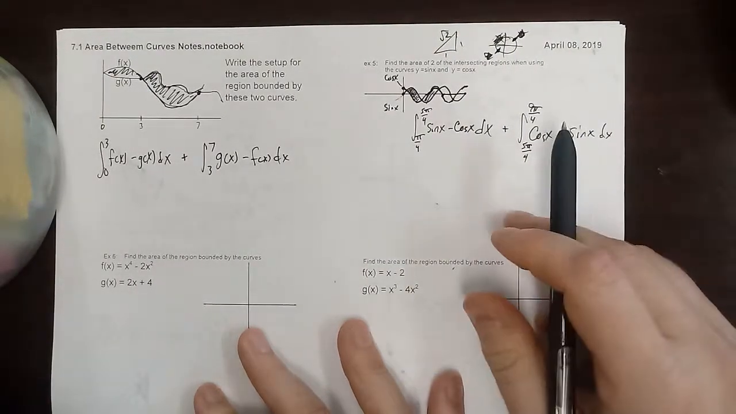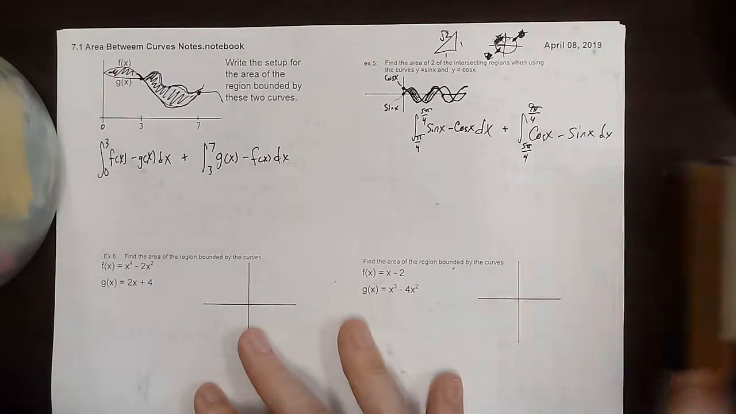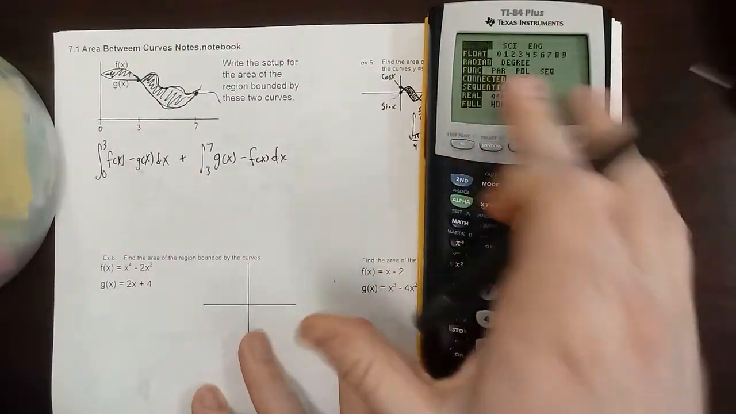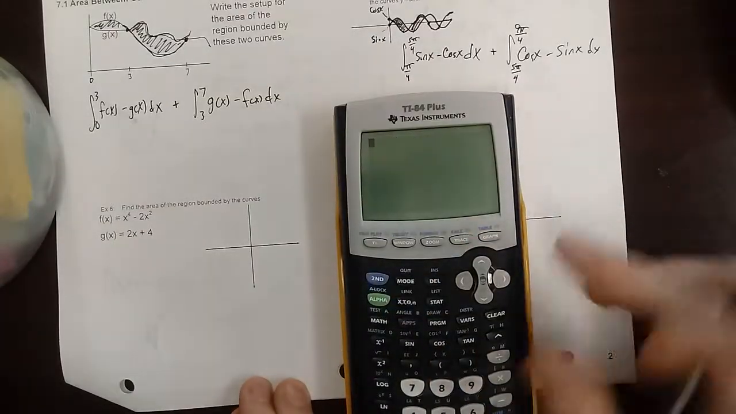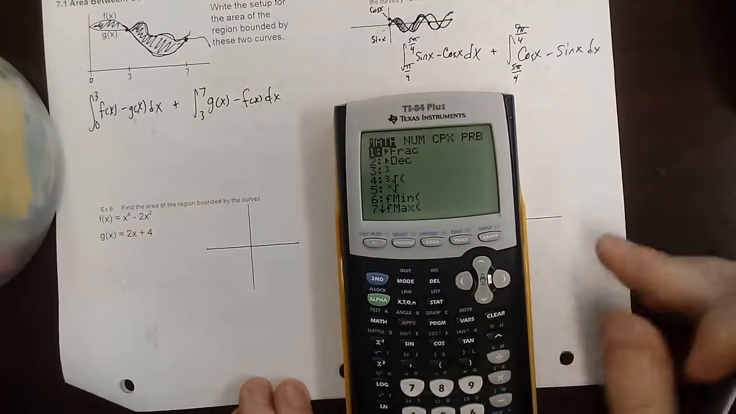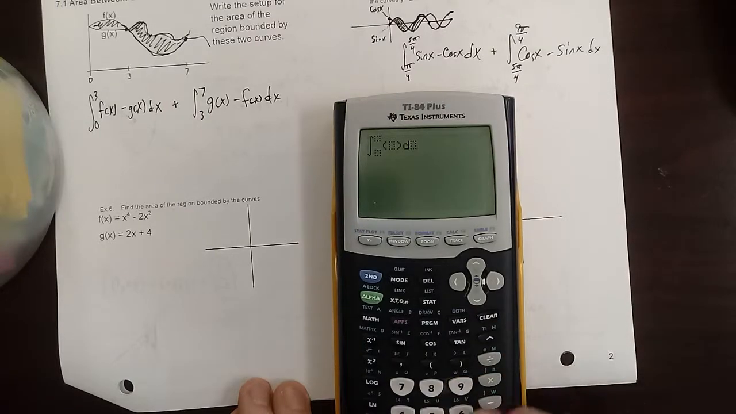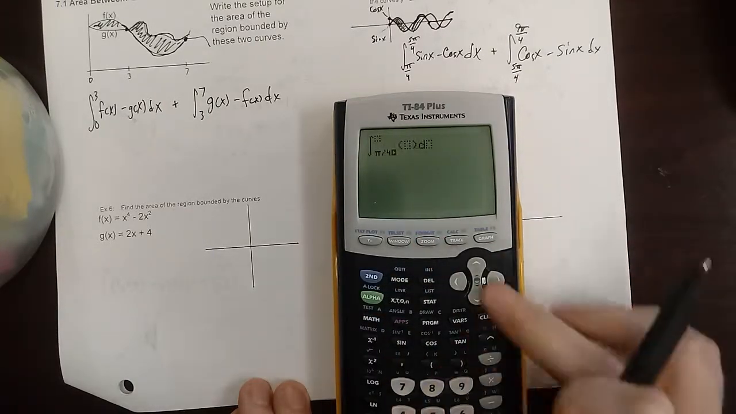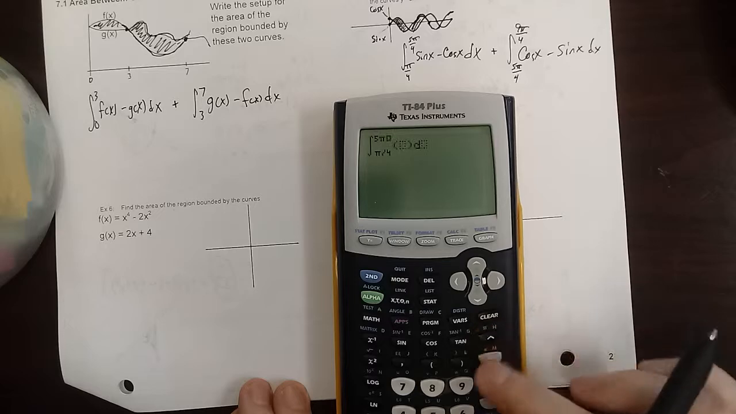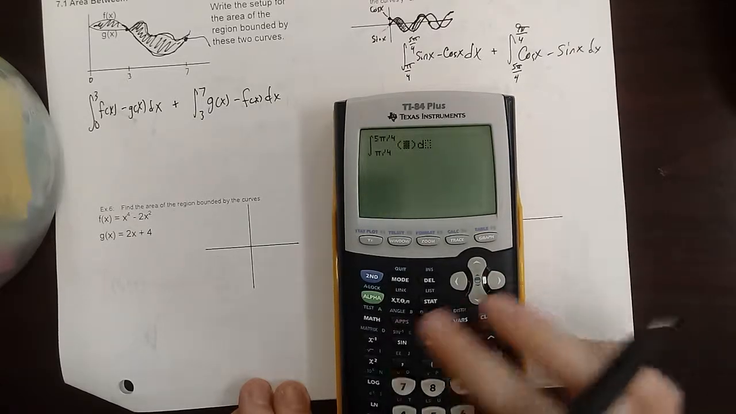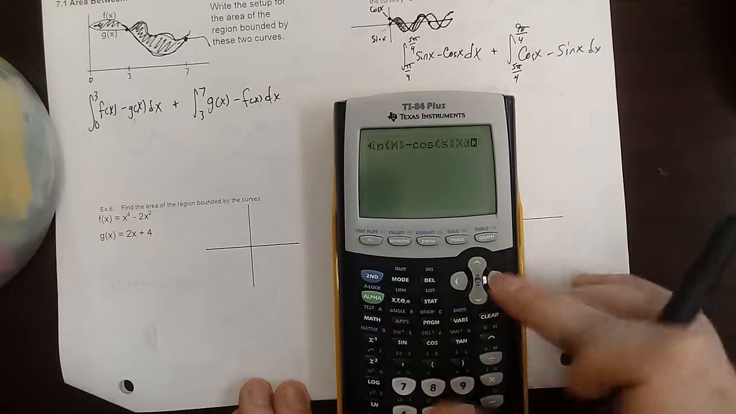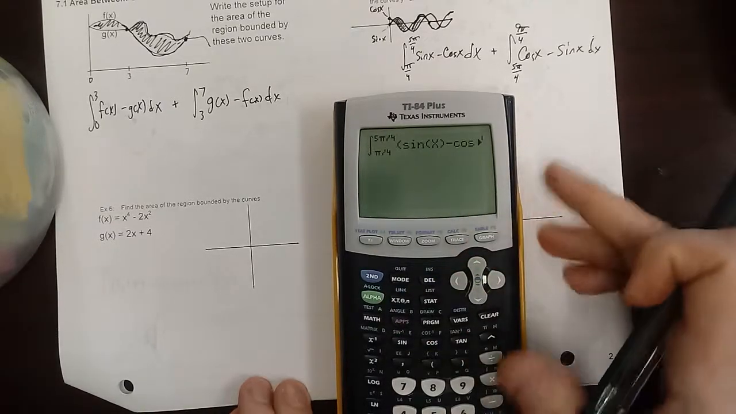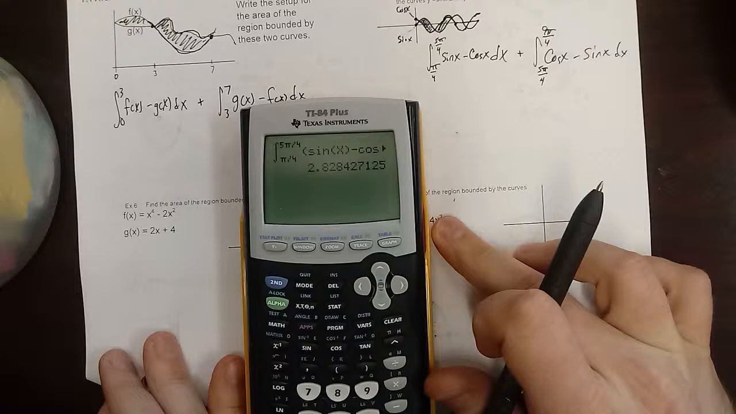So we can go through, we can type it all in. Make sure you're in radian mode here. You know what? I'll type it in. Okay. So from pi over 4, and then 5 pi over 4, sine x minus cosine x. And I'm going to do these separately just so you can see that they are in fact the same.